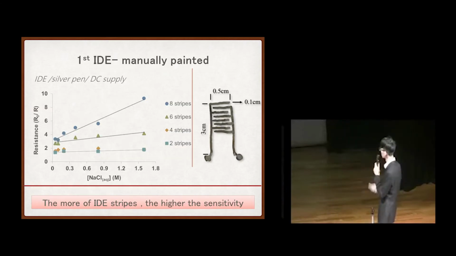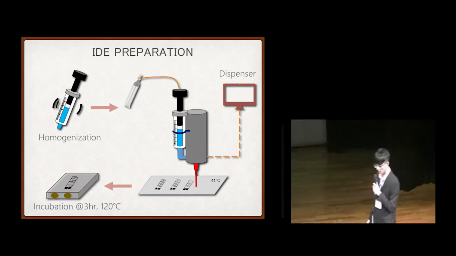And first, we use a silver pen to draw our IDE. And this IDE is the first generation. And first, we want to know how the stripe number can impact the sensitivity. So as we can see in the chart, when we enhance the stripes number, the sensitivity is higher. And because our first generation IDE is made by a handcraft method, it has many problems, so we have to improve that.